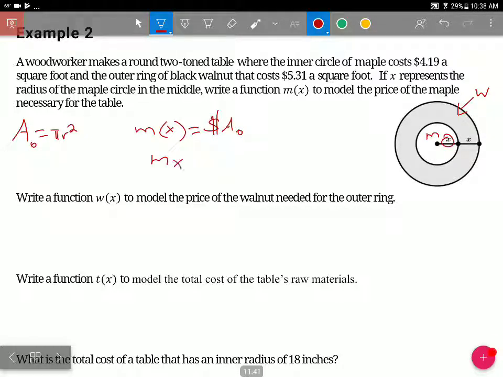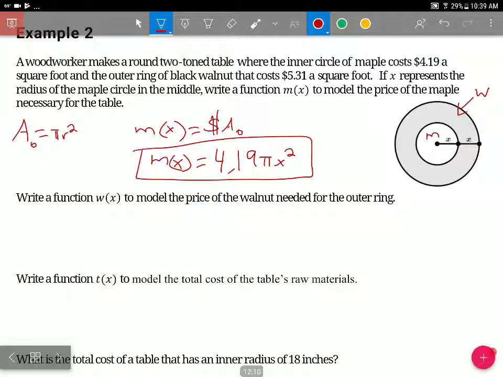So m of x equals, what's the price for that one, for the maple? $4.19 times its area, which is pi r squared. In this case, what's the r? It's just the x, because we don't know quite what it is, we just know that it's an x. So that's the price of the maple. Cool. Write a function w to model the price of the walnut.